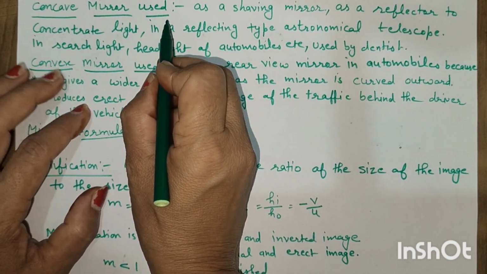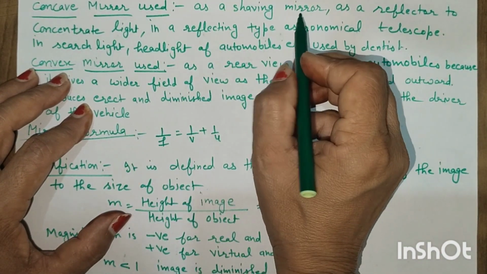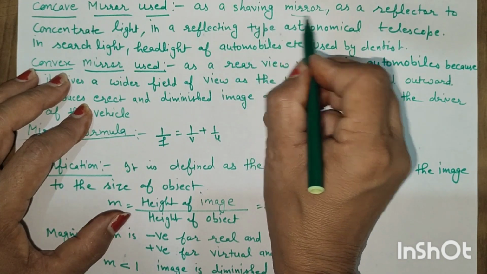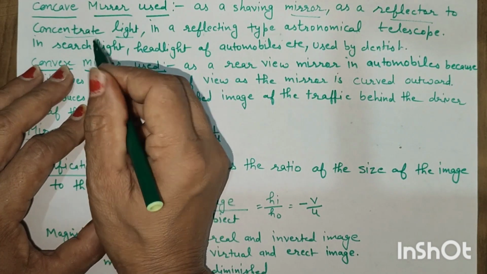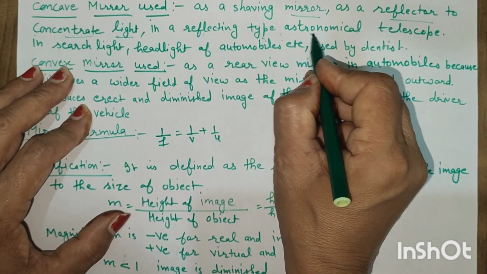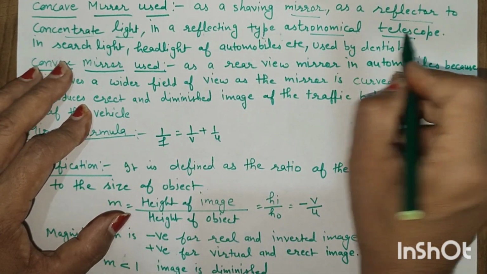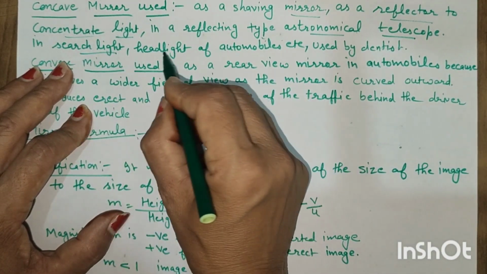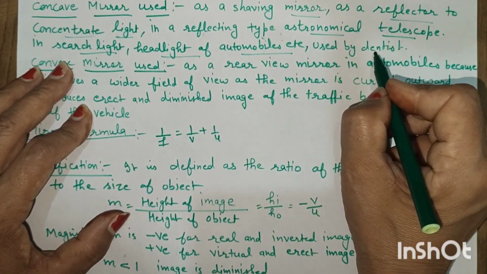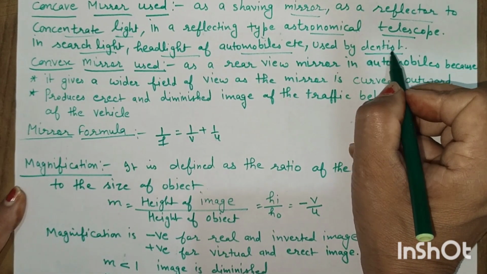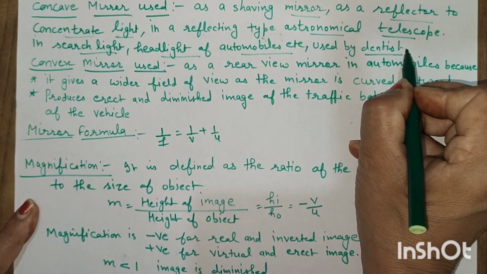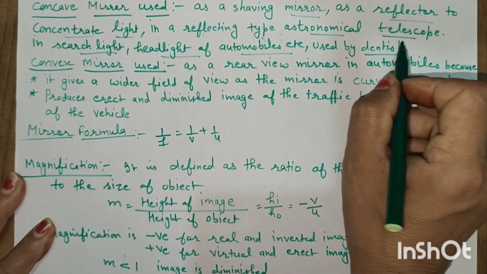Now the concave mirror is used as a shaving mirror, or as the reflector of concentrated light in a reflecting type astronomical telescope, in searchlights, headlights of automobiles, and used by the dentist. Concave mirror is used by the dentist also to see clear images.